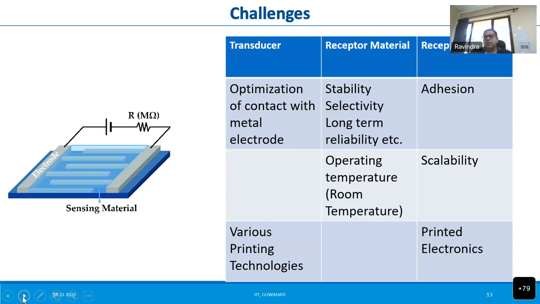Okay, then of course you have a very good transducer and a very good receptor, but how do you integrate them, how do you deposit this receptor material film on your transducer? So adhesion and scalability are some issues in film formation. In printed electronics, we have separate challenges. Nowadays for inkjet printing, people are trying to heat the substrate itself while printing, to increase the adhesion between the receptor film and the substrate. So there are challenges on every front. That's why I wanted to elaborate this slide, because the aim of this talk was to highlight the challenges. So let's understand this with some examples.